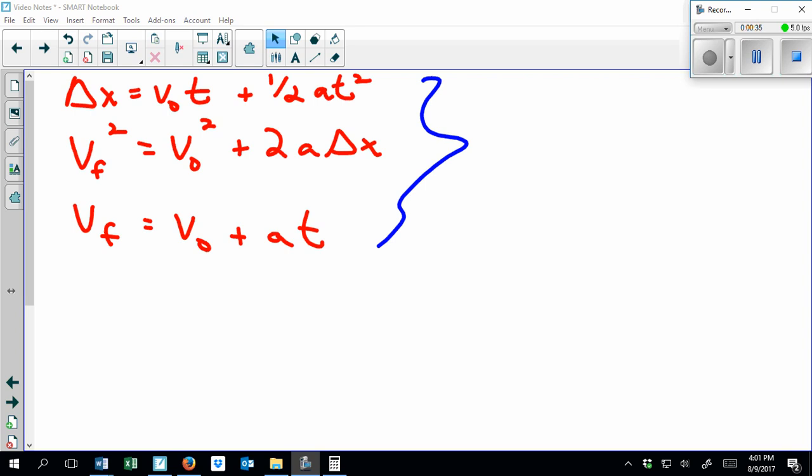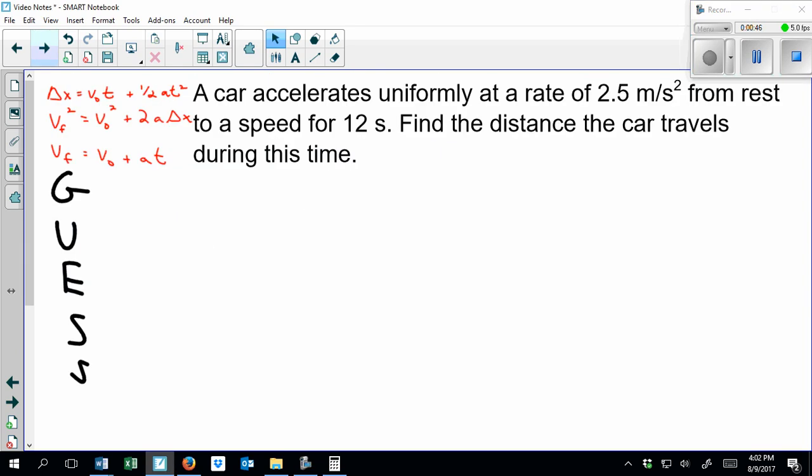But I do have a process that I tend to go through that is very helpful with these problems in particular, sifting through them. So here's one example. A car accelerates uniformly at a rate of 2.5 meters per second squared from rest to some speed, it's a little typo, for 12 seconds. It's accelerating for 12 seconds. And what I want to know is, how far did it go?